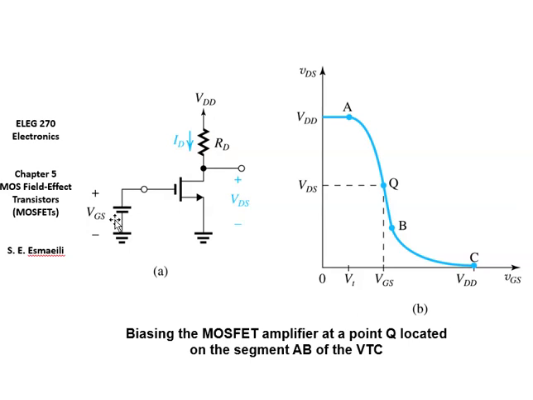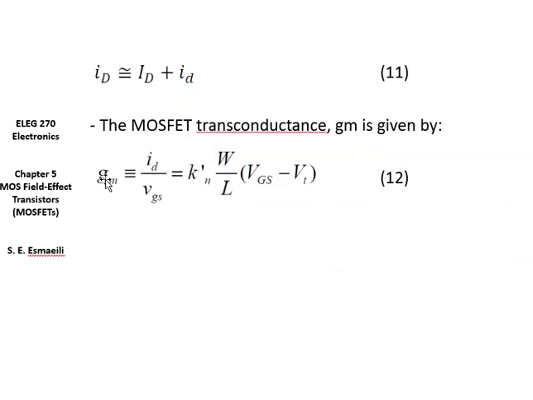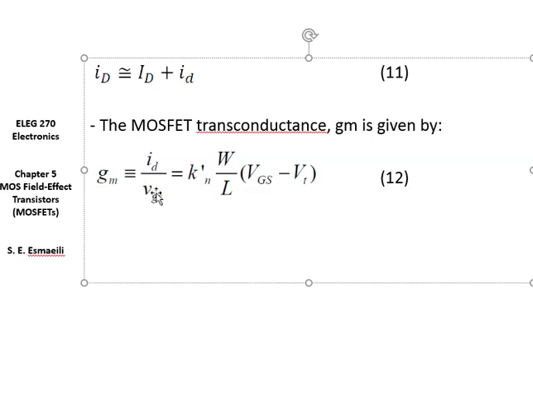Then we will figure out, first of all, we have to make sure we're in the saturation mode. After we make sure that we're in the saturation mode, we find ID using the formula that we just talked about. After you found ID, then you need to find GM. What is GM? GM is actually ID over VGS, but you don't need to do this operation. It's simply this one. It's going to be K prime W over L VGS minus VT.